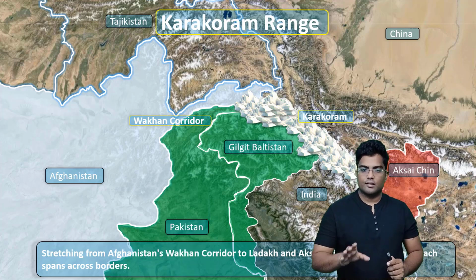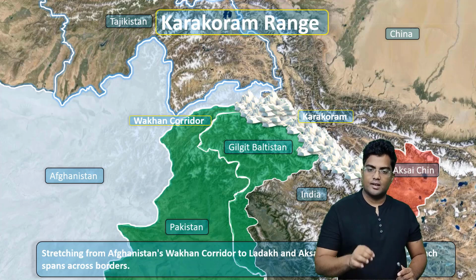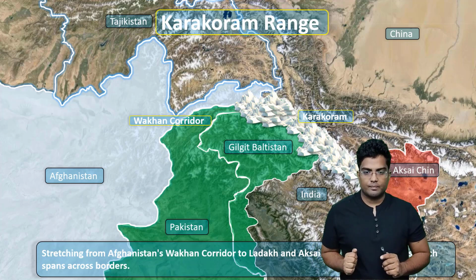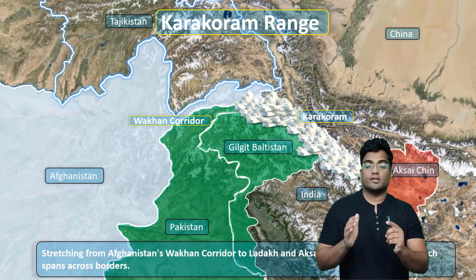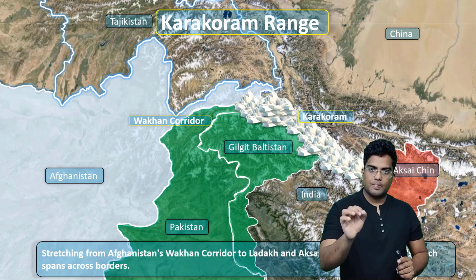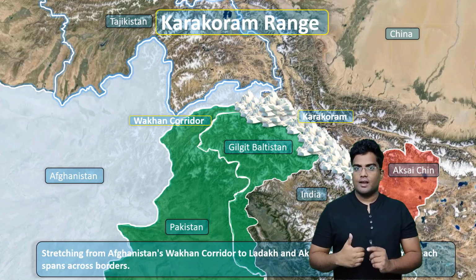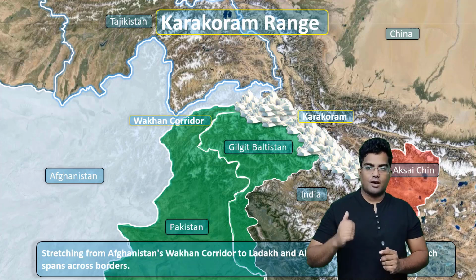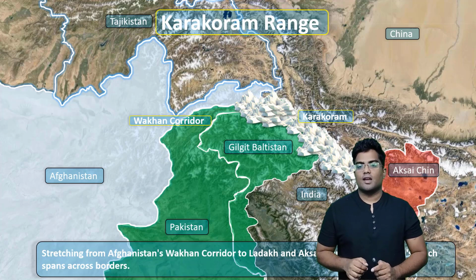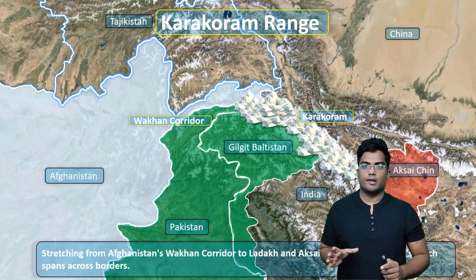Let me repeat it again. The southern part is located in Aksai Chin, which is part of China. There is a small part which is located in India. There's a big part which is located in Gilgit-Baltistan. And essentially, the tip or the northern part is located in the Wakhan corridor. Essentially, our Himalayas start from Afghanistan, right? That's the Wakhan corridor. So I hope this eases your confusion about where the Karakoram range lies.